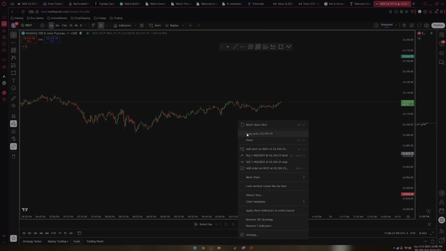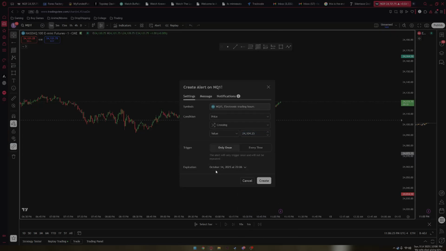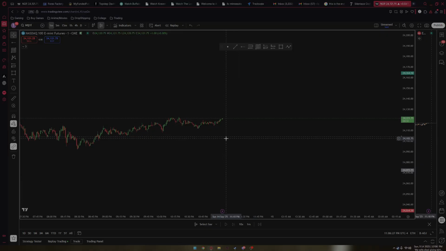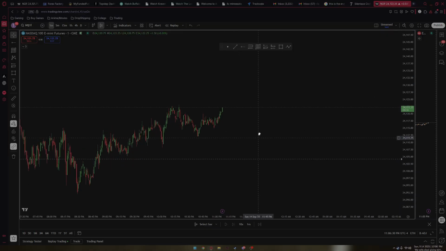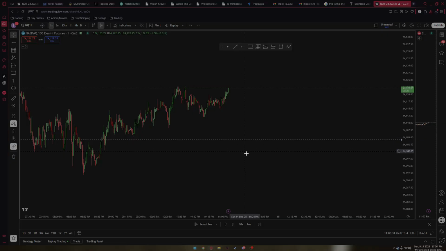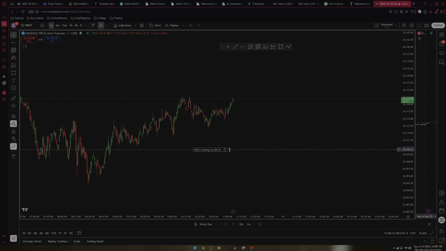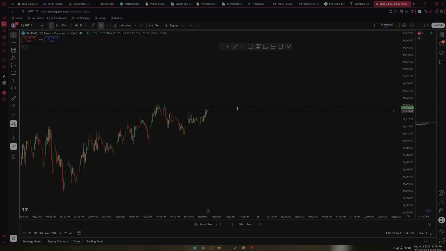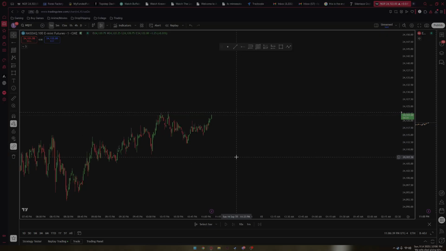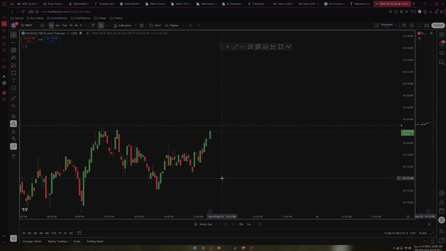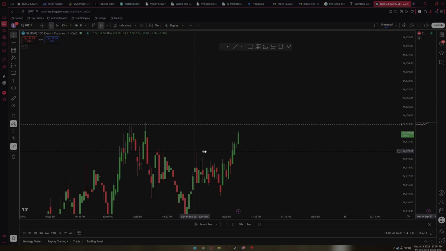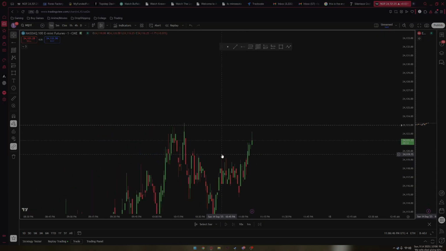Yeah, if I right click, you can see add alert right here. I can click on this, and if I click create, then once the market hits this line right here, it makes a sound for me. I usually do other homework, or play games, whatever. The second the market comes to hit this, it will make a sound.